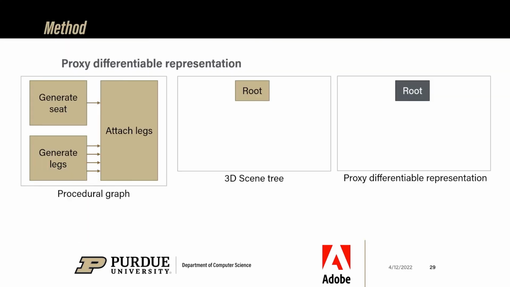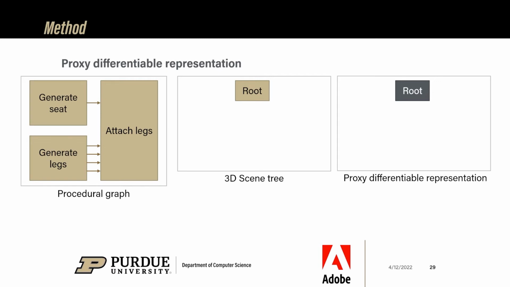Here is an example of how our system works. On the left, we have our procedural graph, which upon execution will generate first the 3D model scene tree, so far nothing new, and second the proxy differentiable representation of the model, which is a copy of the scene tree with objects substituted by oriented bounding boxes. These oriented bounding boxes are made differentiable using a differentiable type.